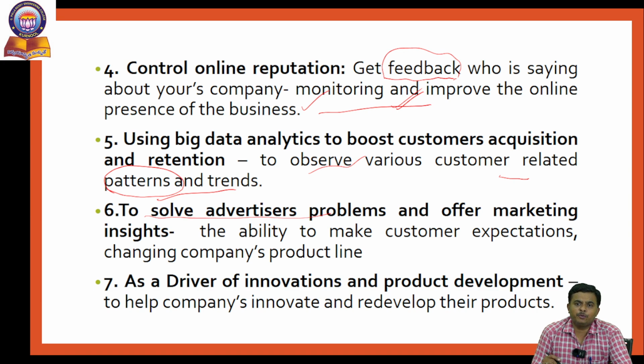It is an ability to make customer expectations change the company's product line. For example, a customer searches for a product in Google using a browser. After that, if he visits some other website, he will be able to see the relevant advertisement on that site. That is based on the cookies enabled in the system. Whatever he has purchased or viewed recently, that relevant information will be updated in the cookies, and that helps the system provide him with a relevant product when he visits other websites.